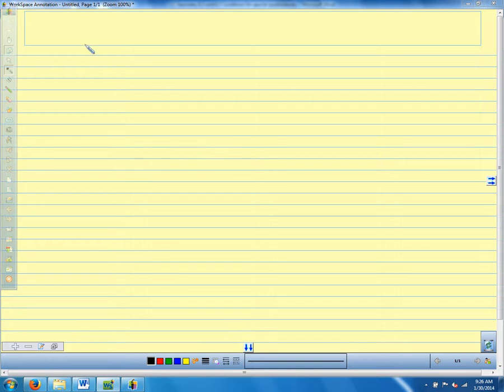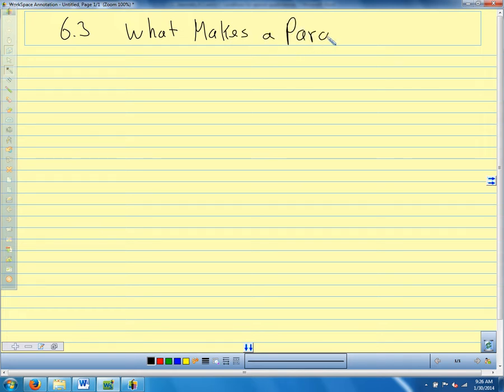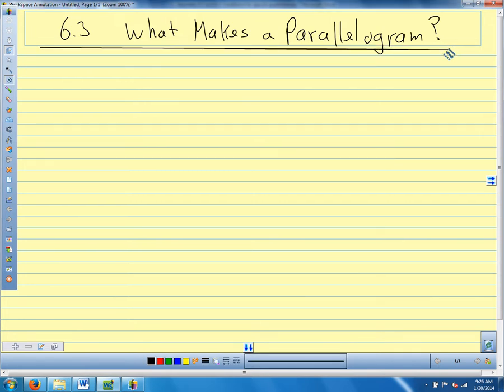We're doing section 6.3 today, and I'm just going to call this "What Makes a Parallelogram." So for today, all of these things we're talking about, all we know to start with is that we have a quadrilateral.